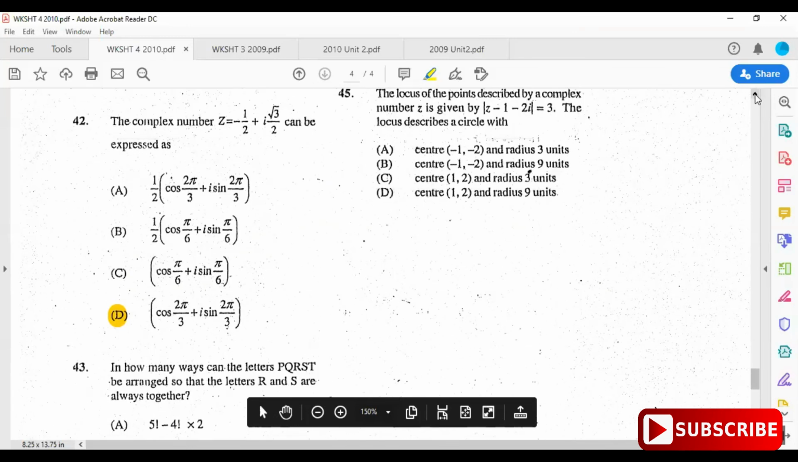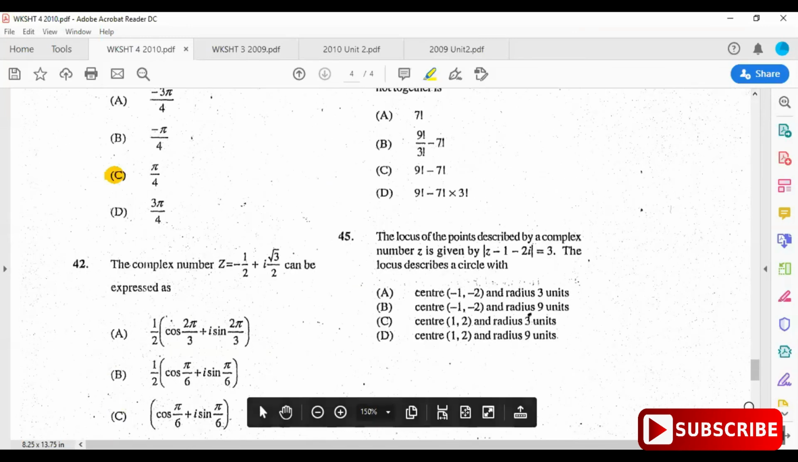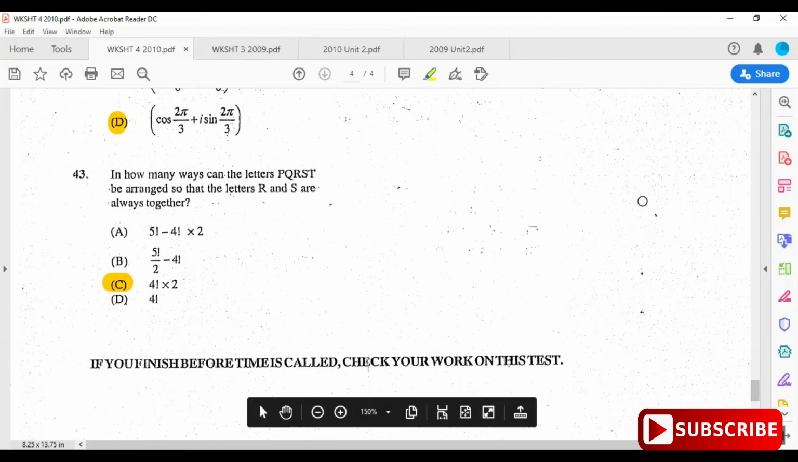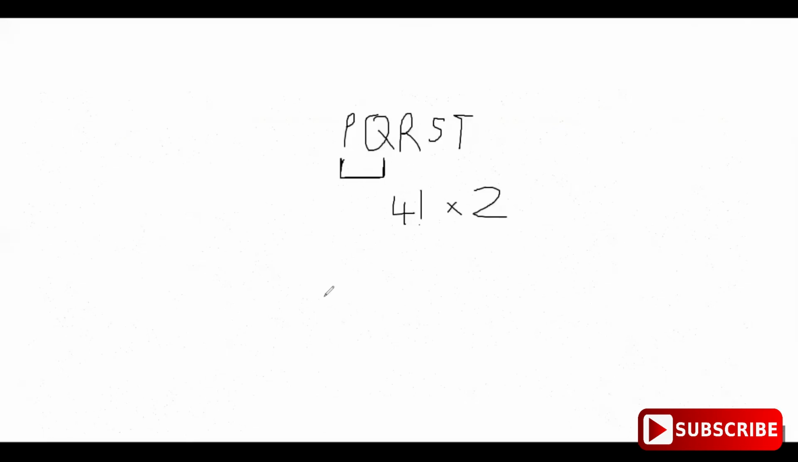Easy question. Well, hold on, where did you get that, sir? Oh, I get 4 factorial times 2? Yes, sir. So right here, can we do the box diagram? Yeah, here's the box diagram.